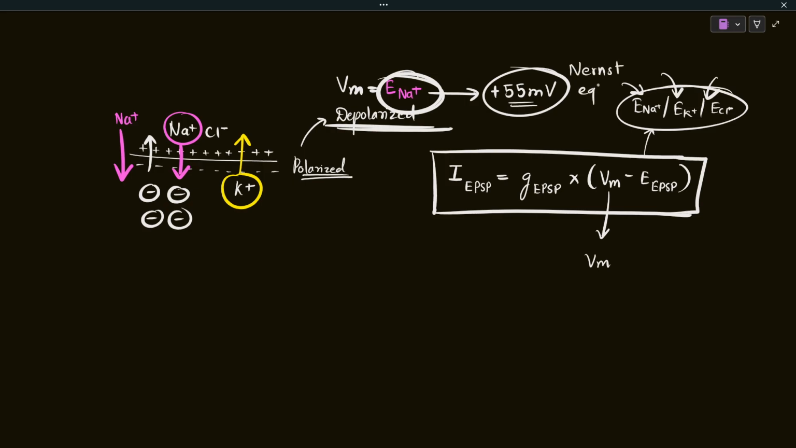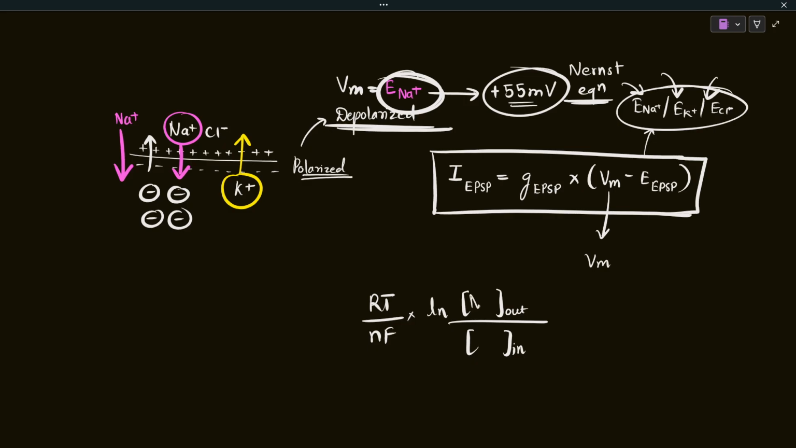The Nernst equation uses the ion concentration. The equation is given by RT by NF times the log of the concentration of potassium ions outside the cell divided by the concentration of potassium ions inside the cell. Here in this case we are deriving this value for sodium ions.